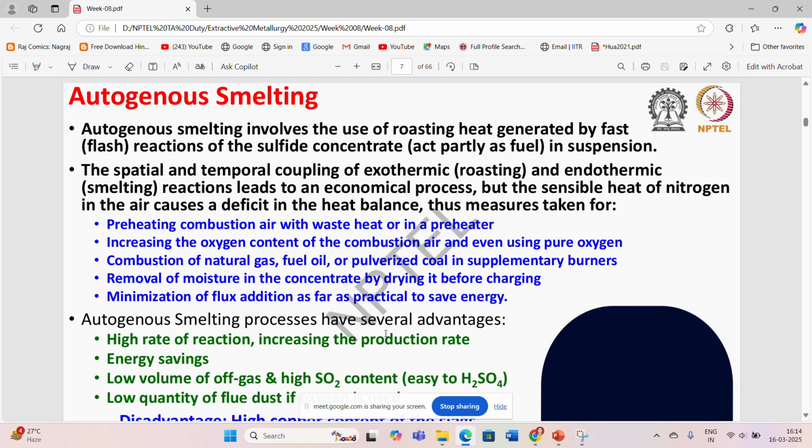Then combustion of natural gas, fuel oil, or pulverized coal in supplementary burners, so that we can provide the proper heat inside the furnace, then removal of moisture in the concentrate by drying it before the charging process. Because if it contains even 4 to 5% moisture, then it will reduce the energy efficiency during the whole process. We have to provide more and more energy inside the furnace for the removal of that moisture content. Then minimization of flux addition as far as practical to save energy.